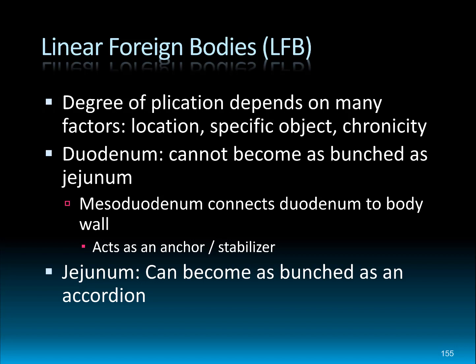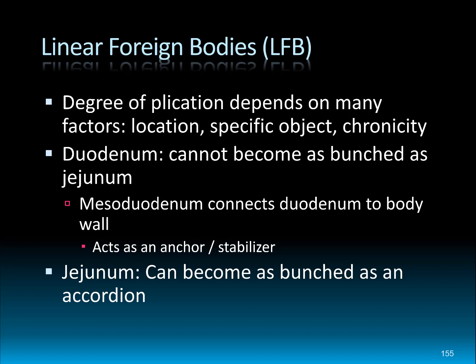One thing to note is that the duodenum won't become as bunched as the jejunum does, because it has an attachment to the body wall. So the mesoduodenum, it's a band of connective tissue. It kind of anchors the duodenum mostly in place, and because of that, it really can't squeeze itself up and accordion up as much as the jejunum can.